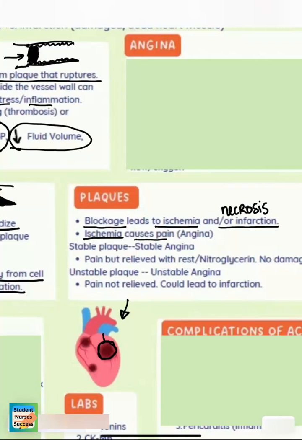Now, we know that ischemia or lack of blood supply to an area will cause pain. In our heart, we call that pain angina. Angina is chest pain from lack of blood flow through the coronary arteries. Now, we can have stable plaques and unstable plaques. A stable plaque is nice and fixed and in place. So if we have a plaque here, we've got a stable plaque. It's growing probably slowly, but it's not a big ordeal, and blood is still going through it.